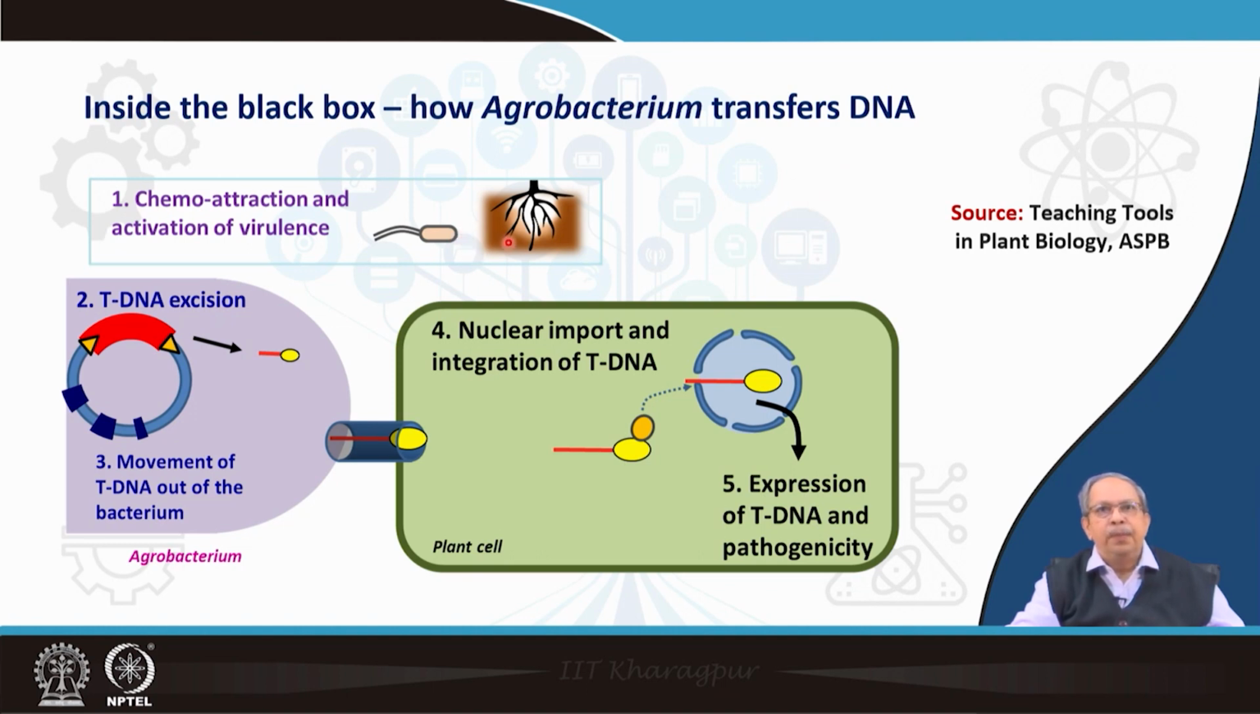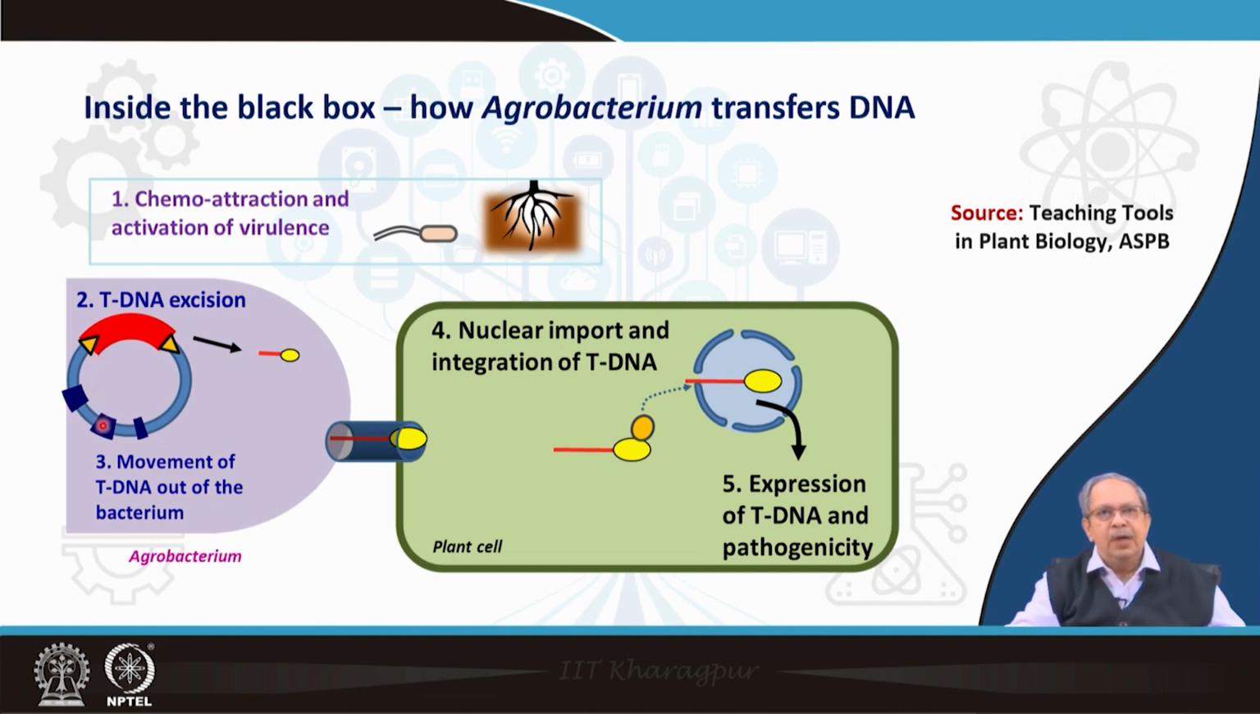This is what is inside the black box, how Agrobacterium transfers T-DNA. First of all, the Agrobacterium lives in the soil, and the plant roots are embedded there, and wounding happens in the root. Upon wounding, the plant releases certain chemical substances. One such substance is called acetosyringone, which activates the virulence cascades of those Agrobacterium living near the plant. So, it activates the virulence.